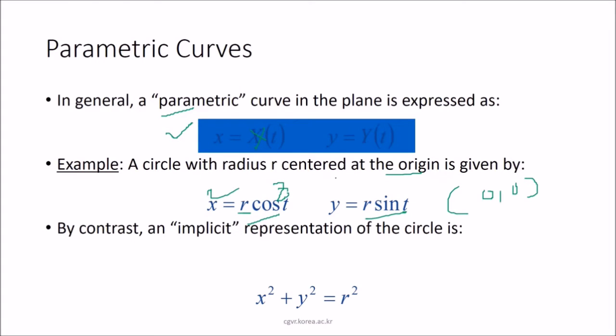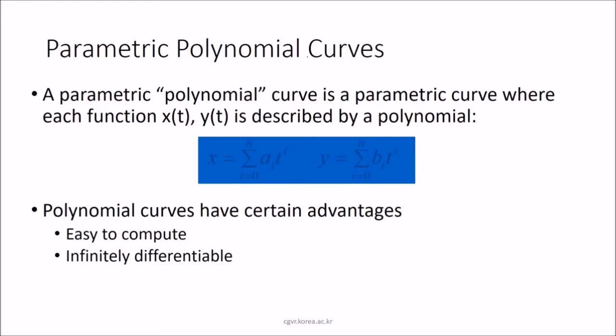Square both sides and add them. We'll get this only, because cos square theta plus sin square theta is equal to 1.